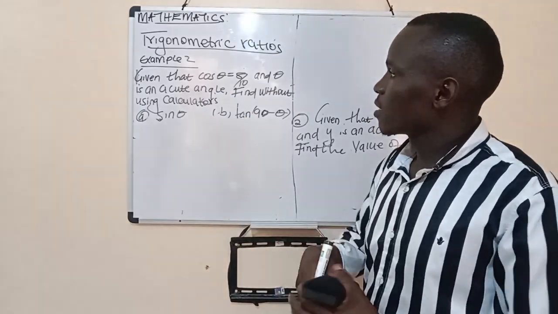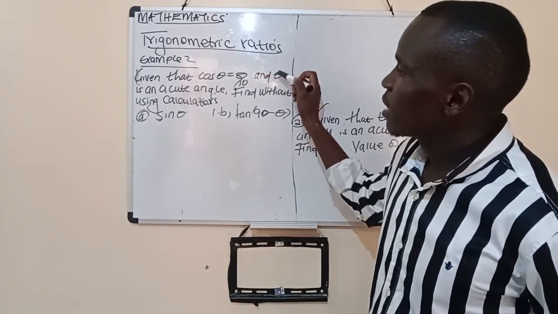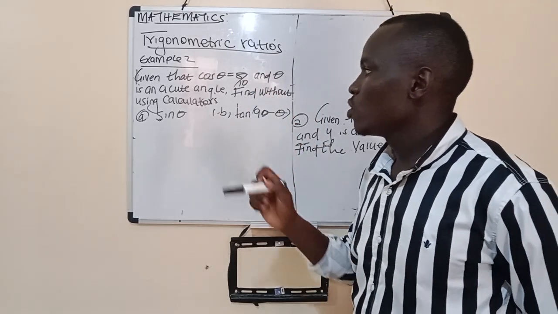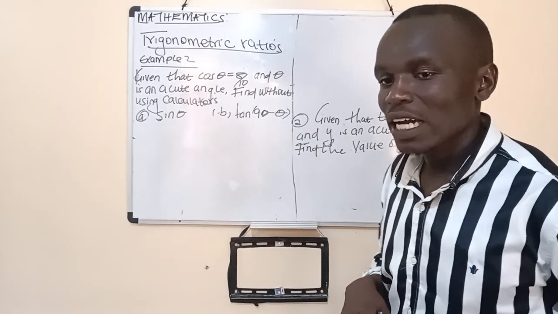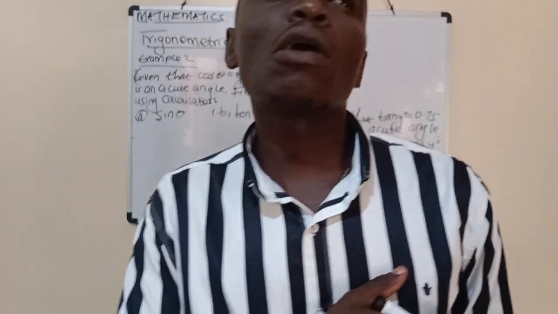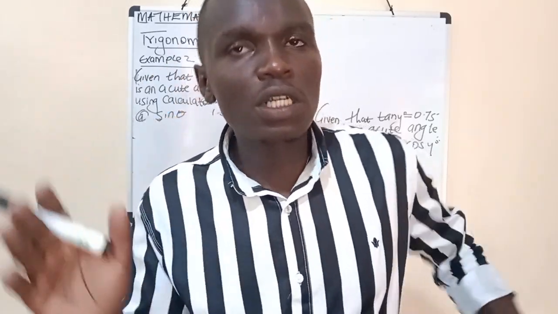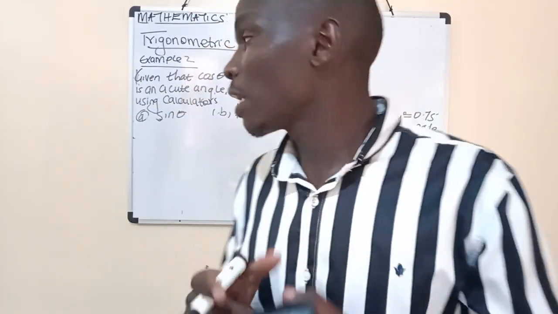cos theta is given by 8 over 10, and theta is an acute angle. Find without using calculators. Now, it is important for you to understand that an acute angle is an angle that is less than 90 degrees. So the conversation we are talking about here, if we have to draw a triangle, we have to deal with those angles that are less than 90 degrees.